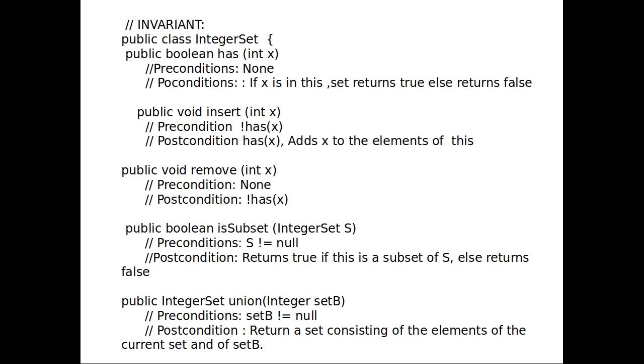Union returns a set consisting of the elements of the current set and of set B. Notice I said current set here. I could have said this, and of set B. So here we've taken the union of them. Okay, so some important patterns and critiques here in terms of ambiguity.